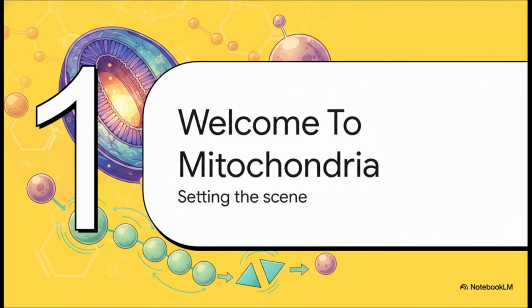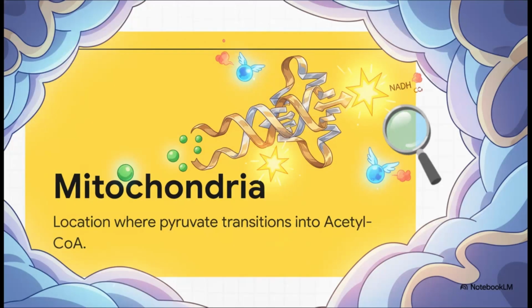Section 1. Welcome to the mitochondria, setting the scene. So before the main cycle even starts, we have to set the stage. Glycolysis has already done the heavy lifting of converting a single 6-carbon glucose molecule into two 3-carbon pyruvates out in the cytoplasm. Now, those pyruvates physically enter the mitochondria. They cross the outer and inner membranes to reach the innermost compartment, which is the mitochondrial matrix.